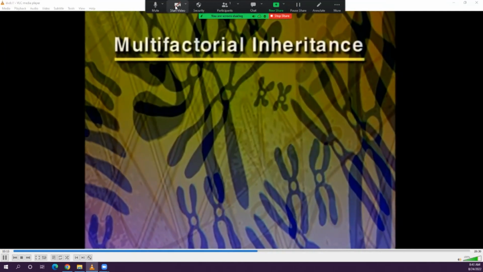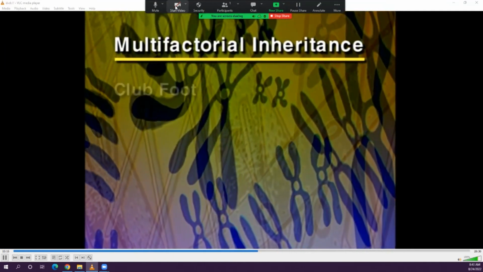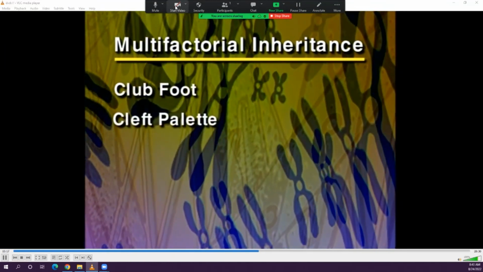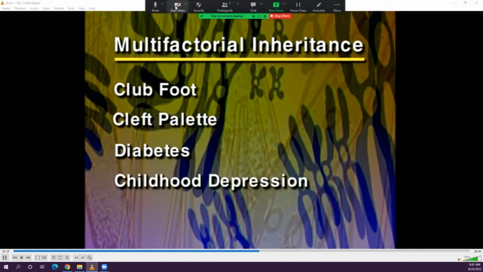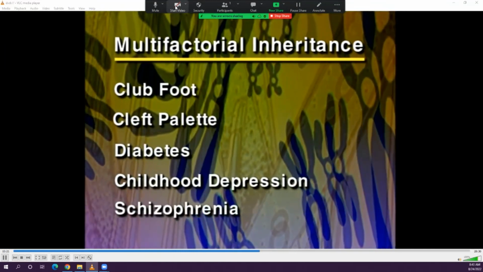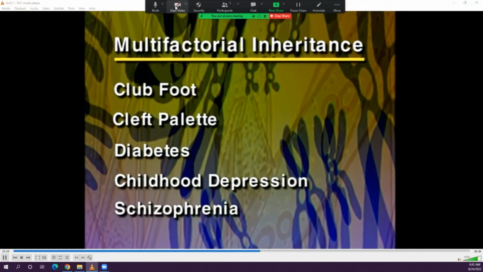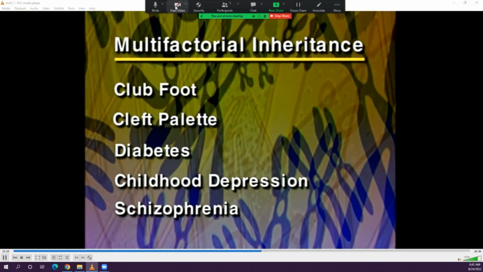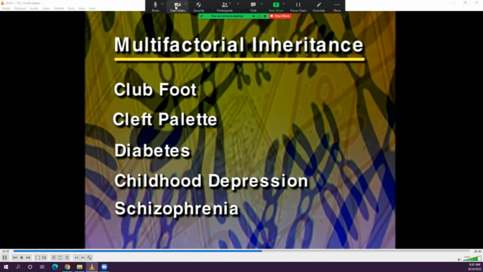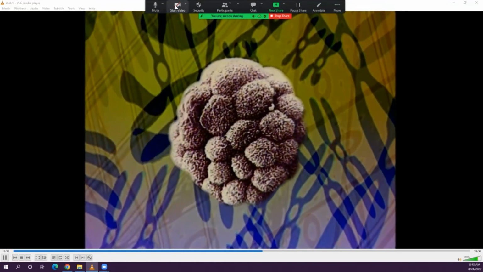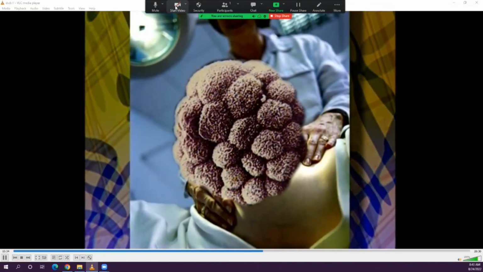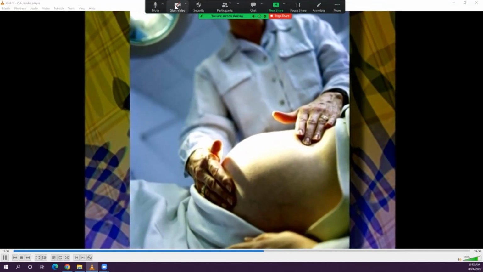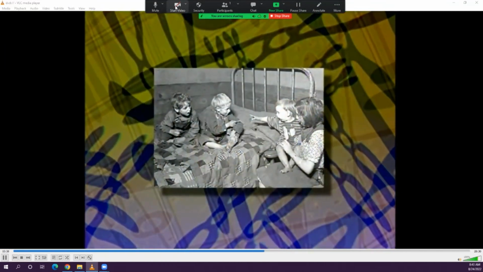For multifactorial inheritance, in defects such as clubfoot, cleft palate, diabetes, childhood depression, and schizophrenia, there is a genetic basis, but something in the environment triggers the appearance of the defect. The environment refers to conditions in the cells, the uterus during prenatal development, or to conditions in which the child is raised.